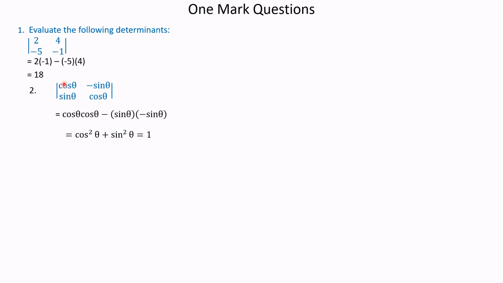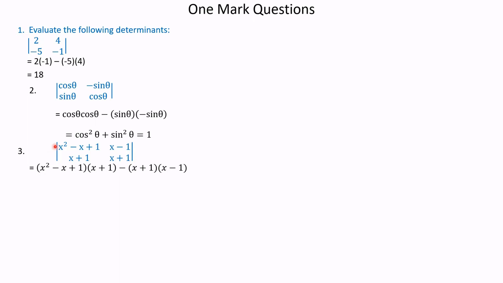Number 2. We have to evaluate the determinant cos theta, minus sin theta, sin theta and cos theta. So the value is cos squared theta plus sin squared theta, that is equal to 1. Here the element is cos theta, here sin theta, sin theta. Therefore it is cos squared theta plus sin squared theta. From trigonometric knowledge we know it is 1.